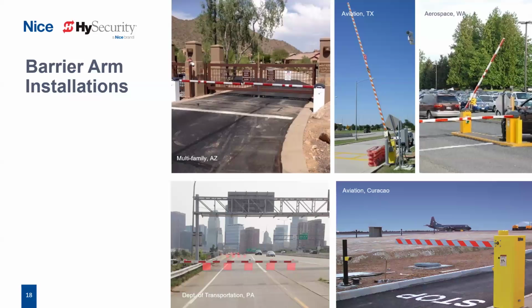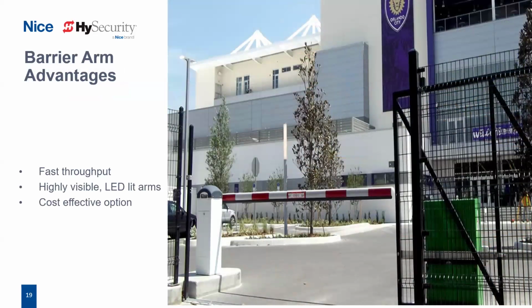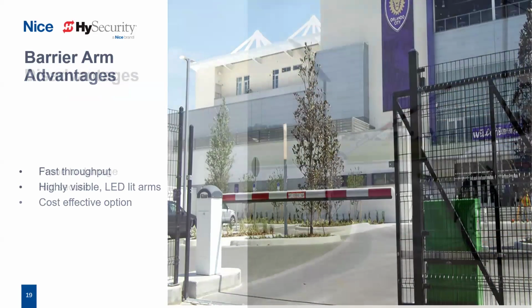There are a lot of barrier arm options out there as well, and here are some installations for you. Some of the barrier arm advantages are that they do have a very fast throughput. They are highly visible LED lit arms, and they typically have cost-effective options, as they are not nearly as comprehensive as swing gates or slide gates.